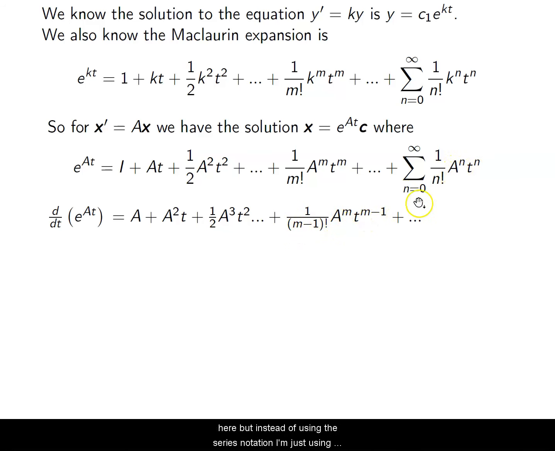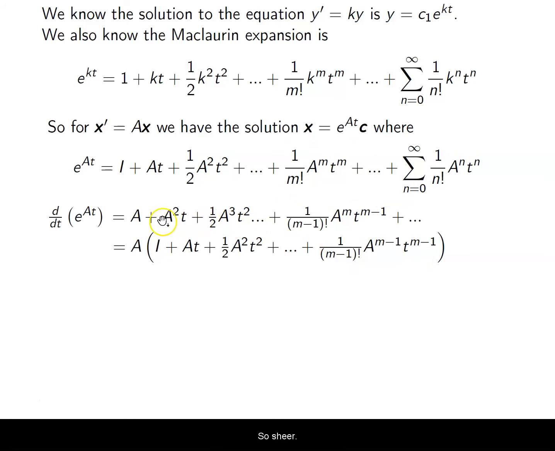But instead of using the series notation, I'm just using the generalized form here, which is the same thing, right? Here, everything has a term of a, so I can factor out that common a term. That is going to leave me with I plus a times t plus 1/2 a squared t squared and so forth, which is the exact same thing as e to the at, right? This e to the at is what I get when I factor out the a after I take my derivative.